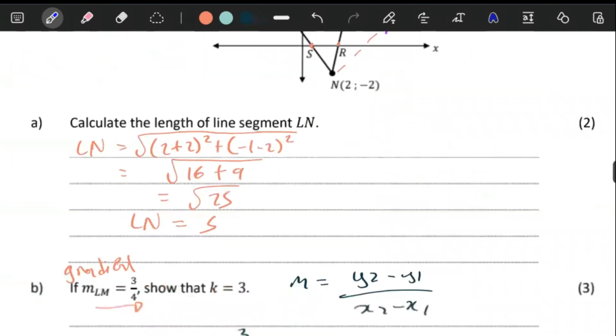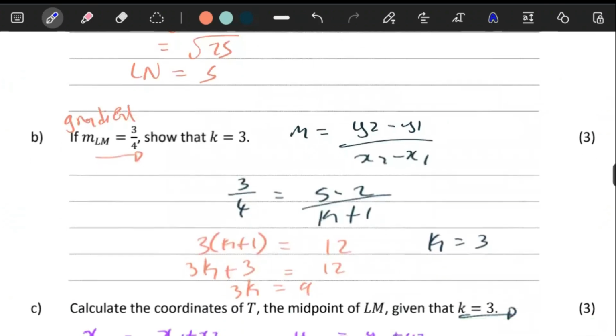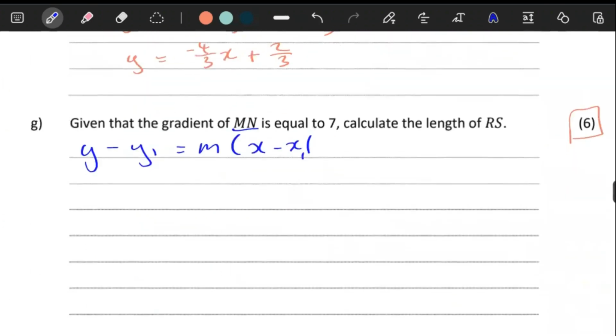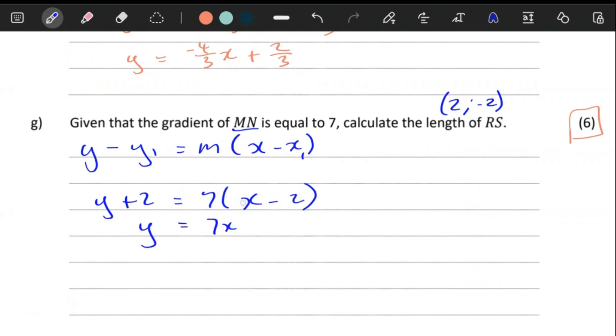Let's pick 2 and negative 2. Just want to double check, yeah, 2 and negative 2. Just close this bracket here. y minus negative 2, and then our gradient is 7. So x minus 2 there, a negative and a negative gives a plus. So you have 7x here. 7 times the negative 2 is negative 14, and then the 2 over there. So this is 7x minus 16. There we go. So this is the equation of the other graph.